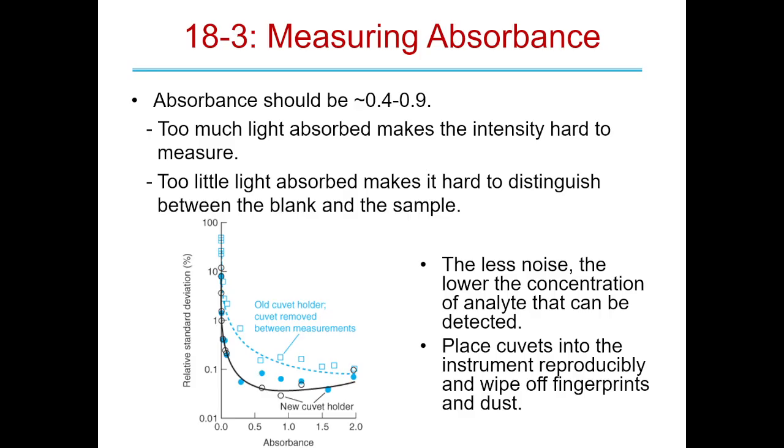Too much light absorbed makes the intensity hard to measure. Too little light absorbed makes it hard to distinguish between the blank and the samples. The less noise, the lower the concentration of analyte that can be detected. By the way, this is why we went down a bit more. This is our rough range.